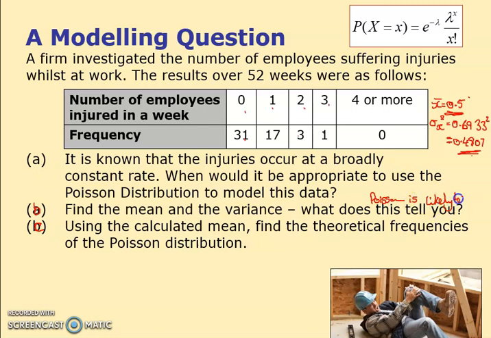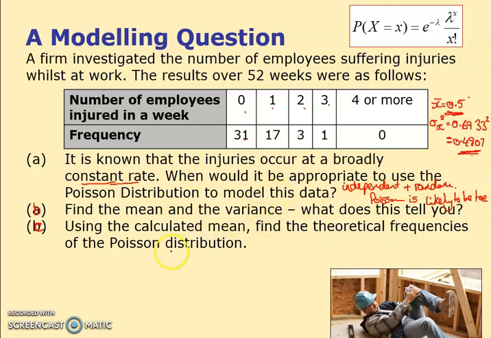Now, what did part A say? It says what conditions would need to occur for this to be appropriate. And it does already say there's a broadly constant average rate. So I suppose we just need independent and random events. Remember that rule that we saw in the first PowerPoint on Poisson? If we had independent and random events, it tells us the Poisson is likely to be true. It's a good model.